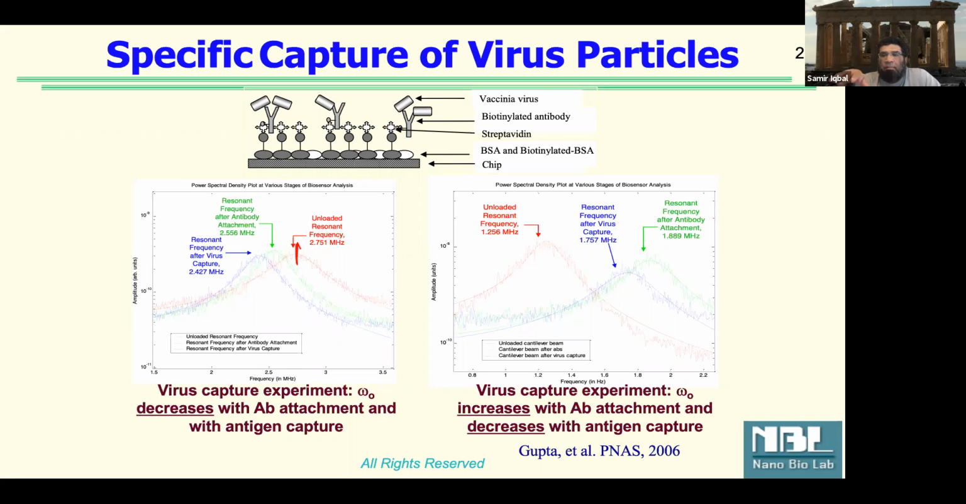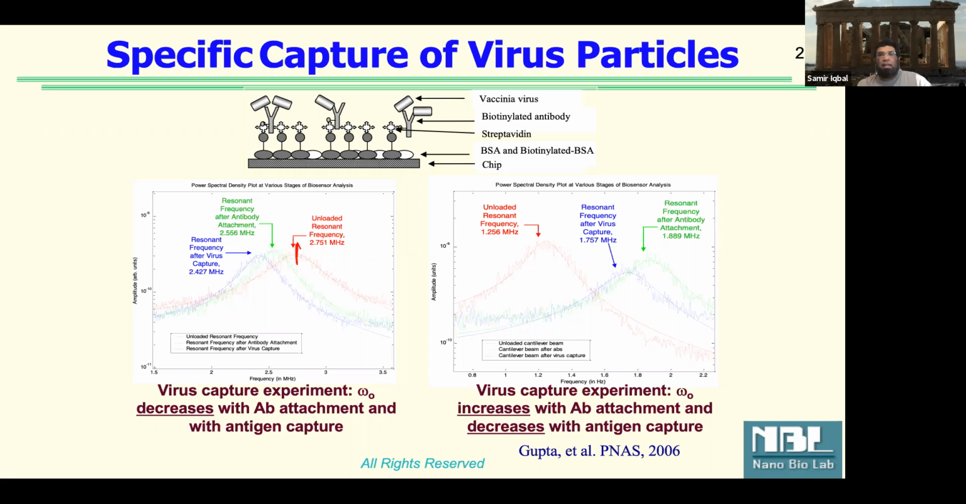So this paper in PNAS, I did some imaging for this paper. They have published my electron microscope images in this paper. This work was done with vaccinia virus. Essentially, if we have antibodies for whatever virus, we can use it to detect those viruses using this kind of signal.